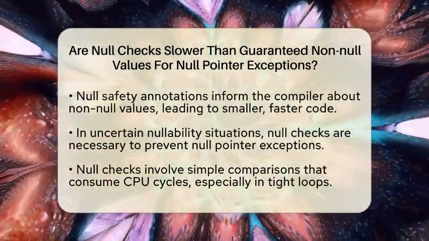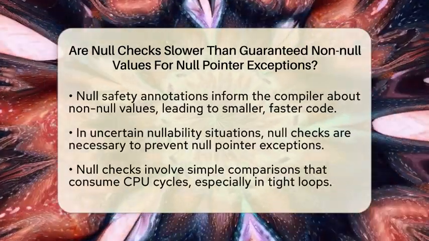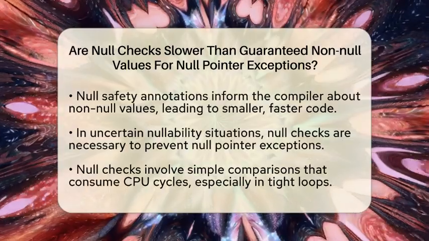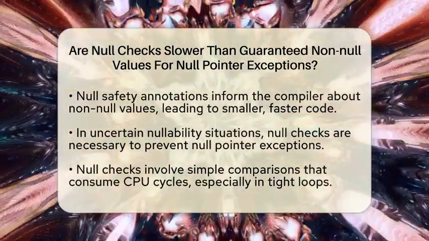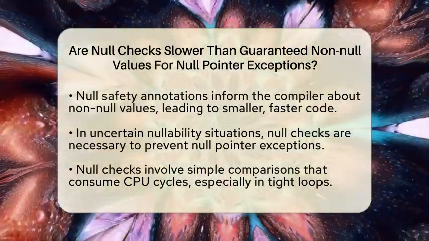Languages with null safety features, like Kotlin or Dart, help by telling the compiler which values are safe. When the compiler knows a value can't be null, it removes the null check from the code. This results in smaller, quicker instructions for the computer to run.